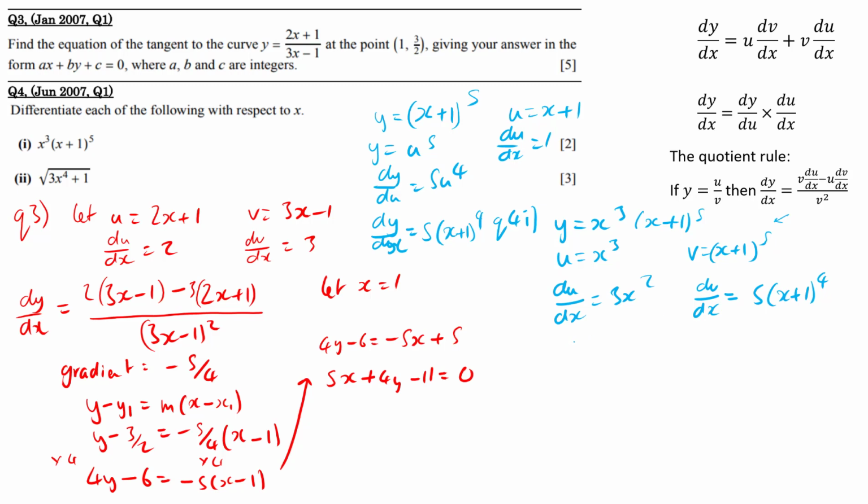And we just use the formula for the product rule, so u times dv/dx. So should I write like that? 5, put the 5 here, (x plus 1) to the 4, plus v, (x plus 1) to the power 5, times du/dx, times 3x squared. That's dy/dx. How many marks is that? That's worth 2, so that's correct.